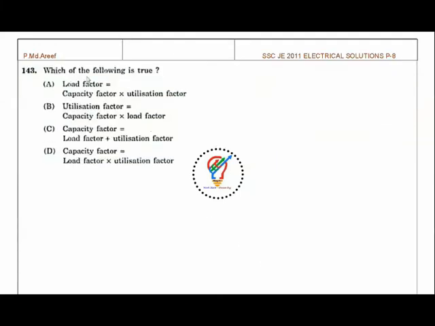The next question is, which of the following is true? The load factor is equal to capacity factor into utilization factor, or utilization factor is equal to capacity factor into load factor, or capacity factor is equal to load factor plus utilization factor, or capacity factor is equal to load factor into utilization factor. So before we discuss, what is load factor? Load factor is the ratio of average demand to maximum demand, and capacity factor is the average demand by installed capacity. Now what is utilization factor? Utilization factor is equal to maximum demand by installed capacity.